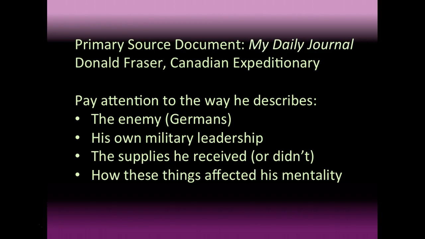So pay attention to the way he describes a few things. First of all, the enemy, in this case the Germans, and he calls them names like Huns. There are connections to history and to the idea that the enemy are kind of guerrilla-like barbarians, animalistic. They're not real humans. But then towards the end of his writing, he begins to see the Germans as brothers, as sons, as fathers, and he realizes that they are human just like he is and just following orders like he is. And he also describes his own military leadership.